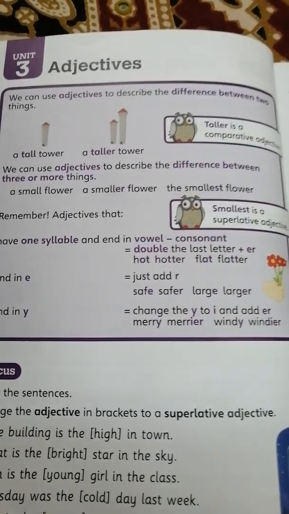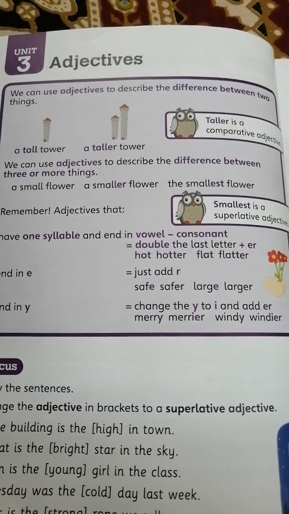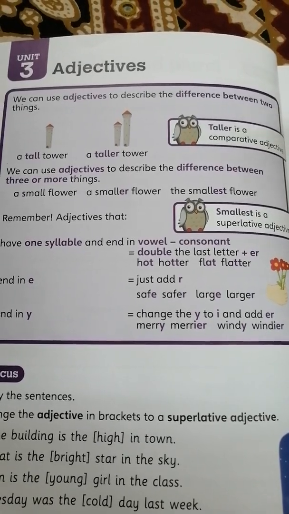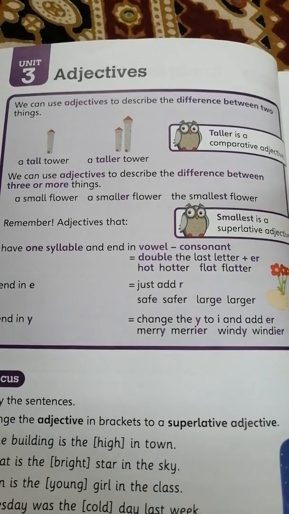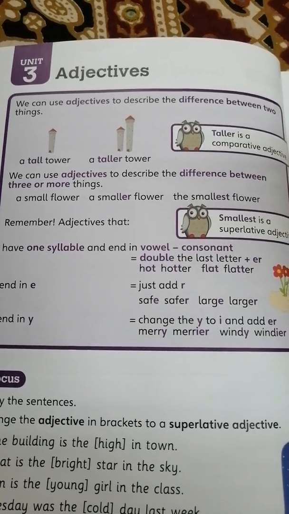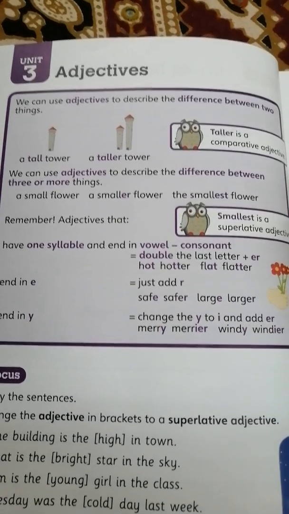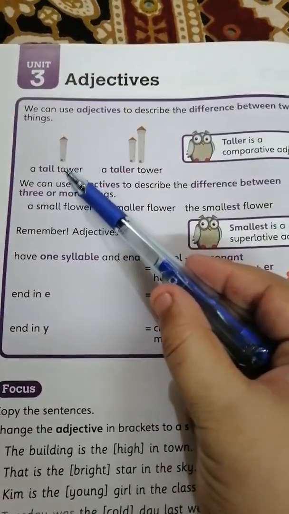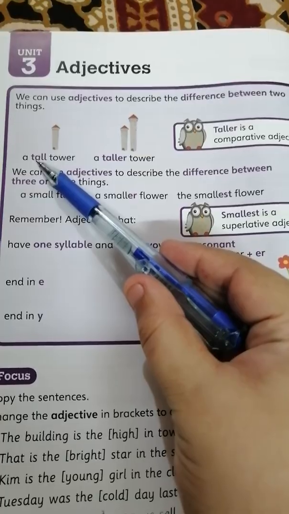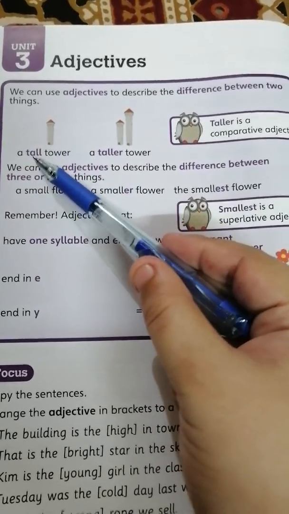Now, what is a positive adjective? A positive adjective is used to refer to one object, person or place without making any comparison. For example, these are simple nouns, like a tall tower. So tall is a simple adjective, a positive adjective.